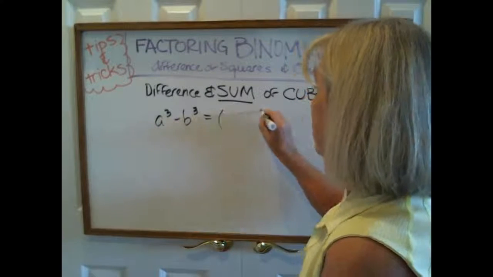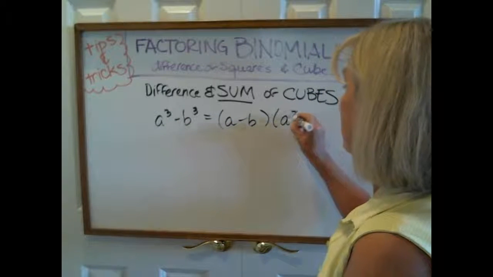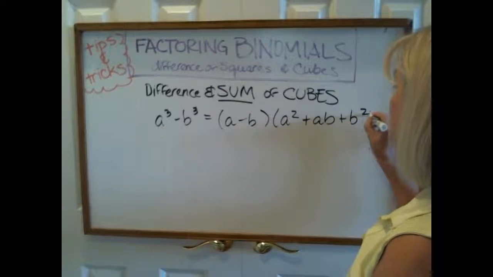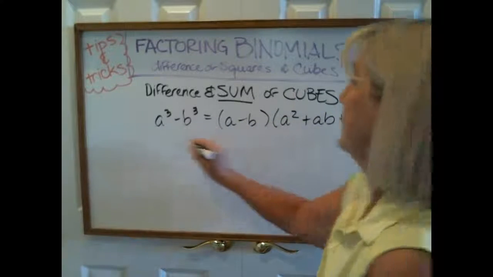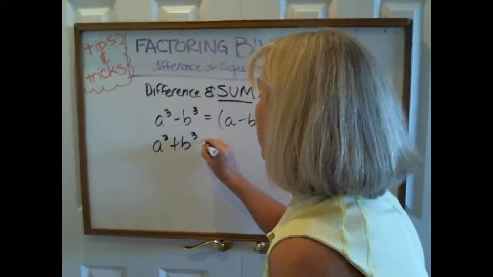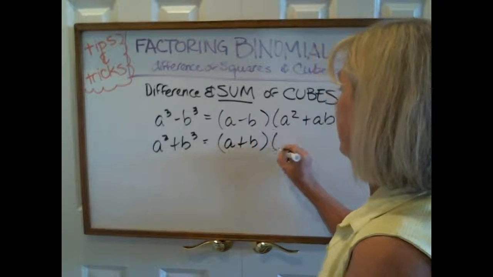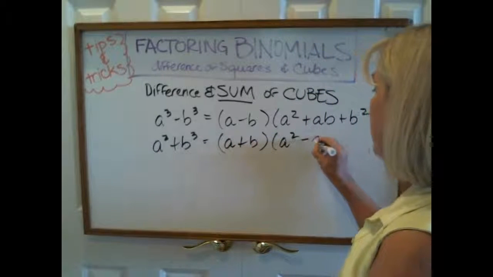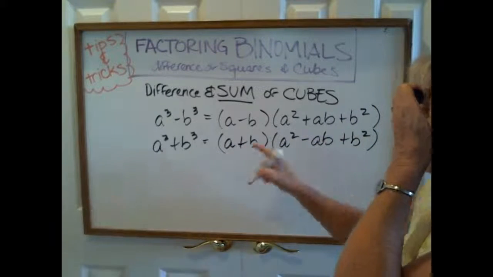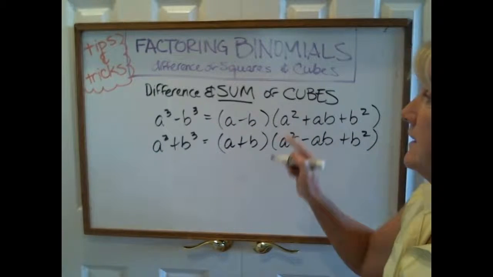And that formula is a minus b, and it's a squared plus ab plus b squared. And right underneath, I'm going to write the a cubed plus b cubed formula. We're going to talk about how to memorize these. And that's a plus b, a squared minus ab plus b squared. They're identical as far as the variables go. The only difference is the signs.